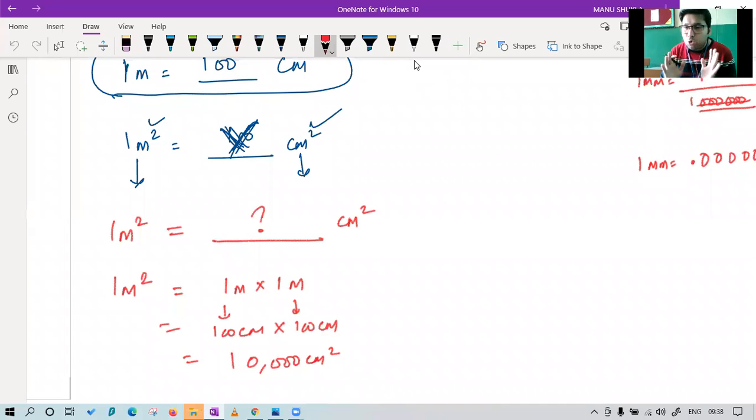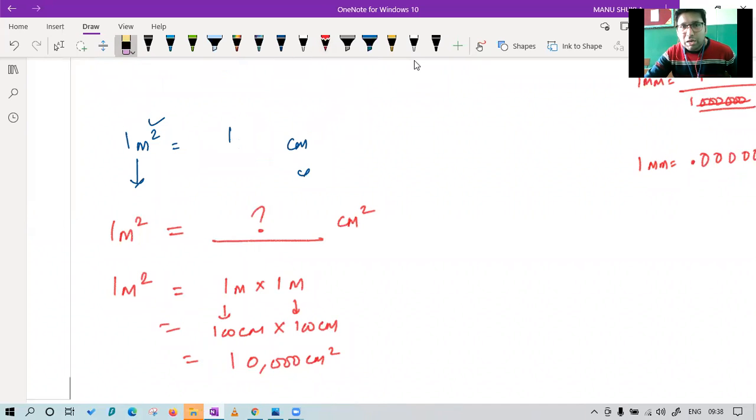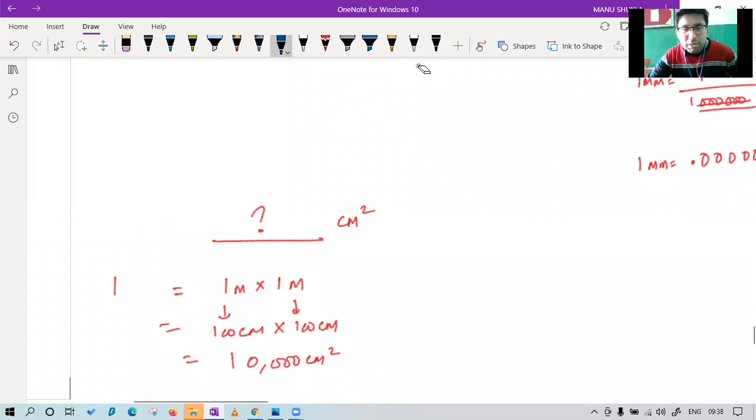So class, I hope my point is clear to you. If you want to find for 1 meter square, you can do like this. Now, are you ready for the next question? Class, are you ready? Then please find this value.